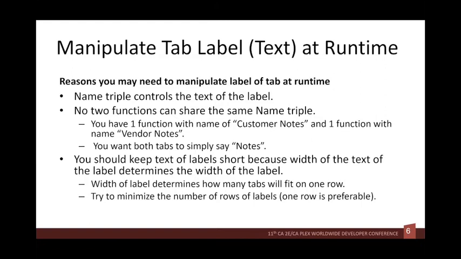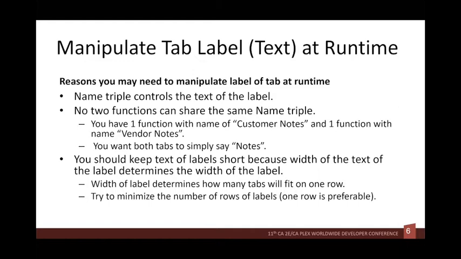Okay, so let's talk about some reasons that you might want to manipulate the label, the text that is on the tab at runtime. The name triple controls what the text is going to be of your label. And so the name is defined at design time. And one of the challenges that we always run up against is that no two functions can have the same name triple. So for example, you might have one function that has a name triple of customer notes and another function that has a name triple of vendor notes.